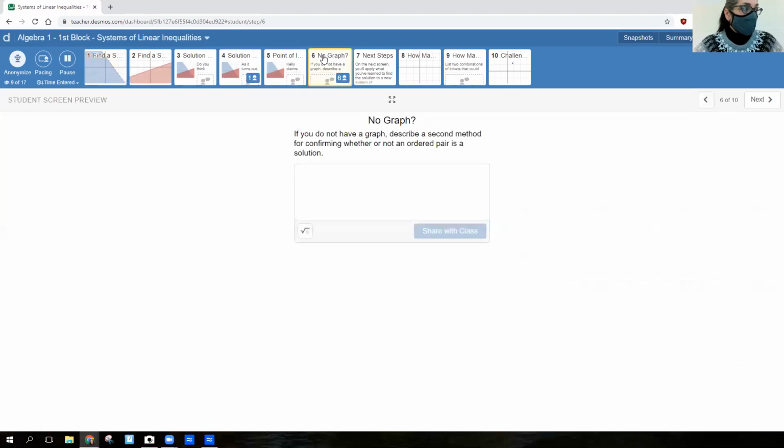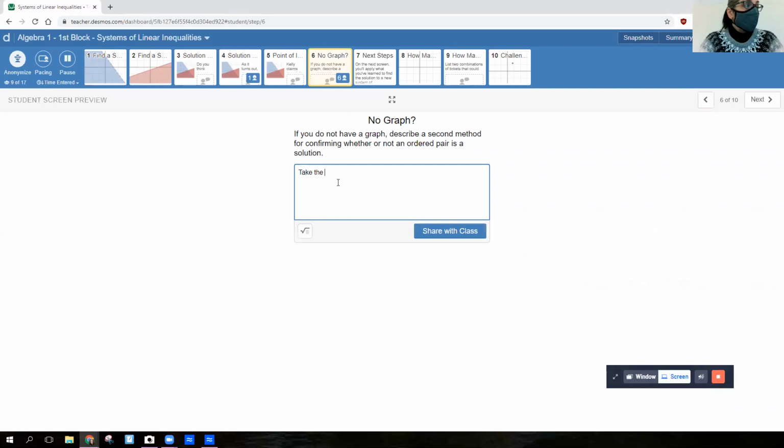So if you don't have a graph, what you would do is take the ordered pair that is given and plug the X value in for X in the inequality, and the Y value in for Y. See if it makes a true statement.